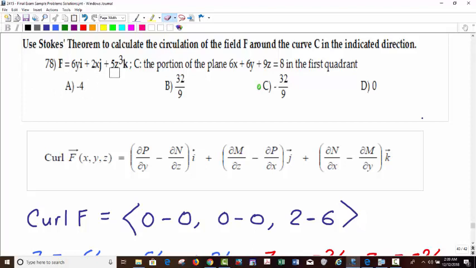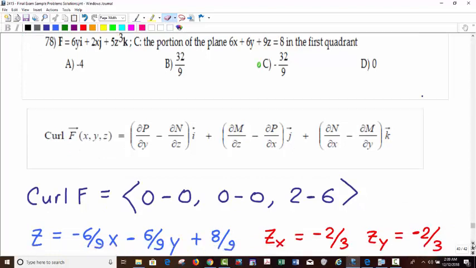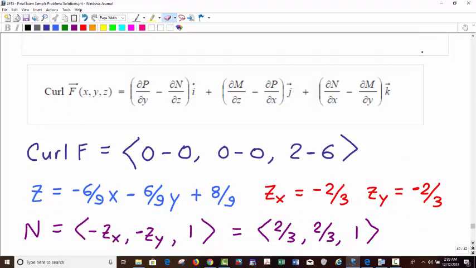So partial of p, the last term, with respect to y, 5z cubed has no y, so there's a 0. nz, the middle term has no z, that's a 0. mz, first term has no z, so that's a 0. px, last term has no x, so that's a 0. Next one, nx, the middle term, finally got something. That derivative of 2x will be 2, minus my, first term, that will be 6. So your curl vector is just going to be 0, 0, negative 4.